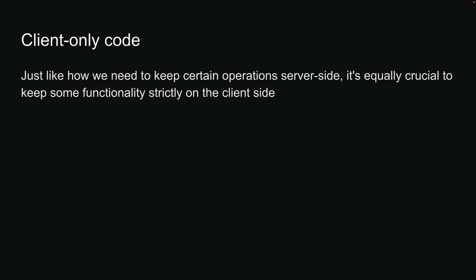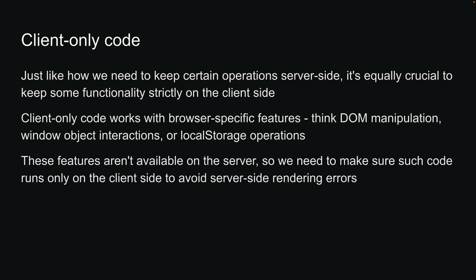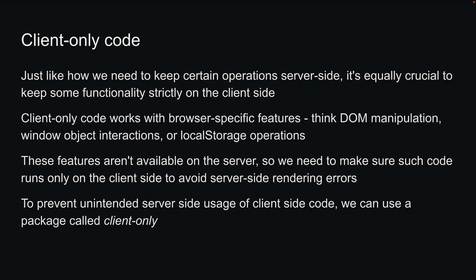Now, what exactly is client-side code? Well, it's code that works with browser-specific features like DOM manipulation, window object interactions, or local storage operations. These features aren't available on the server, so we need to make sure such code runs only on the client side to avoid server-side rendering errors. To prevent unintended server-side usage of client-side code, we can use a package called client-only. Let's dive into VS Code and understand with an example.